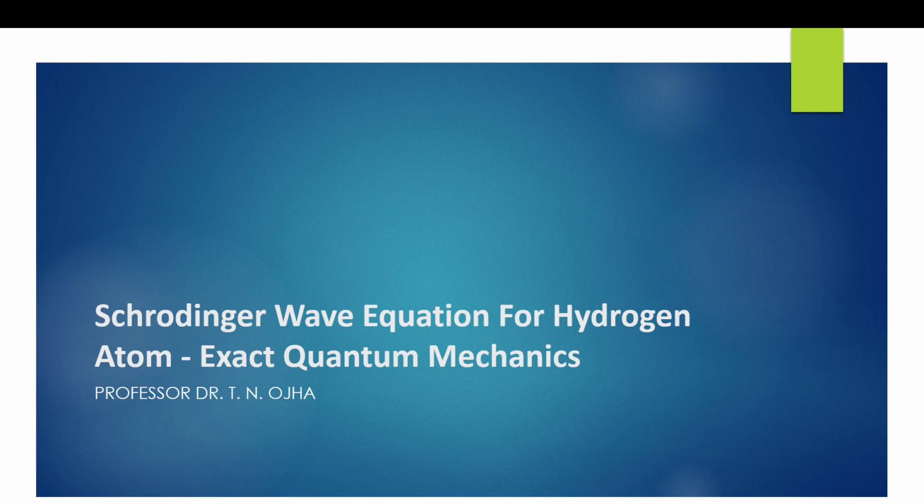Professor T. N. Oza here. Today I am going to present to you a new video, solution of Schrodinger wave equation for hydrogen atom. In a few earlier videos, we have discussed Schrodinger wave equation, its derivation, postulates of quantum mechanics, and its solution for several problems where it can be solved exactly. Today, we will be taking up the last problem which can be solved exactly, that is hydrogen atom and hydrogen-like atoms. So let us begin.